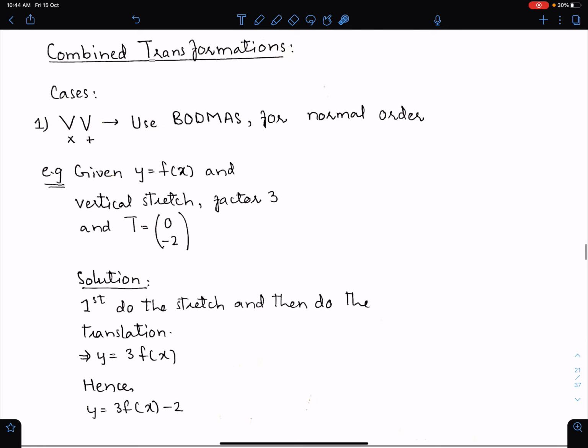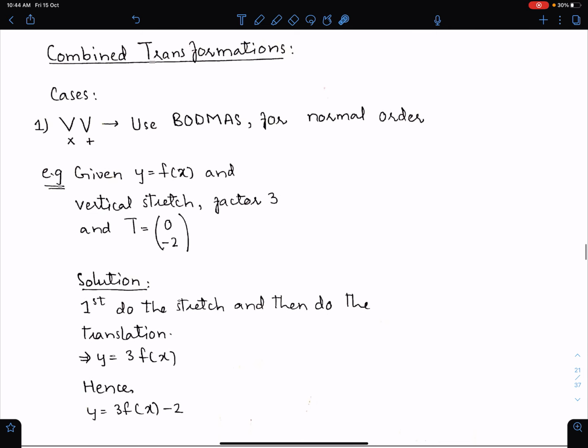Combined transformations. So there are three cases in combined transformation. When we have two vertical, then we use P1's to apply these two transformations. P1's means normal order. We first do multiplication and then we go for addition.